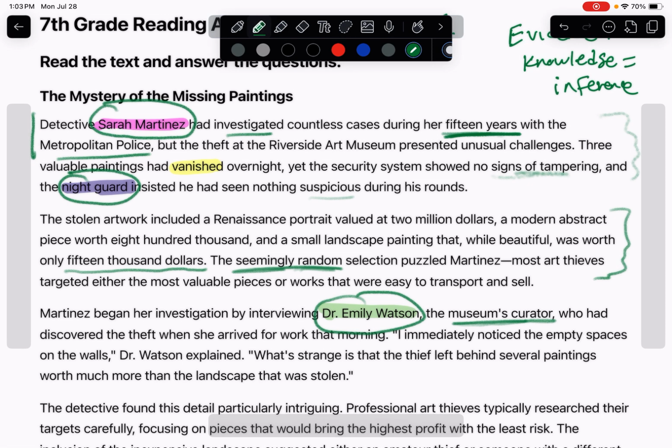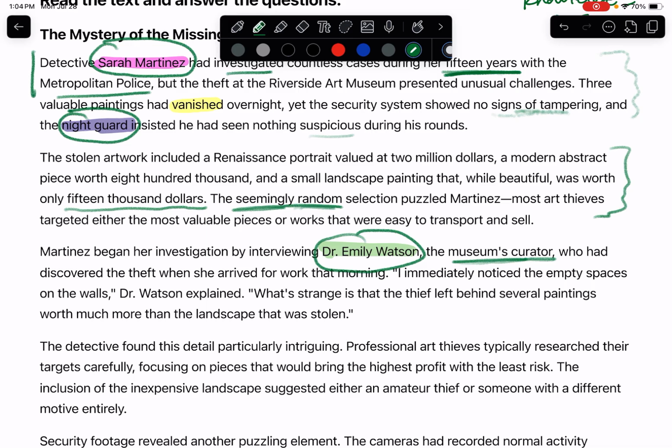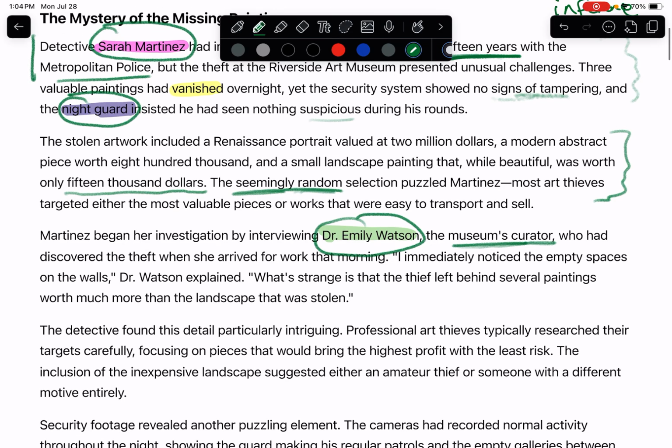Okay? So she said, "I immediately noticed the empty spaces on the walls," Dr. Watson explained. "What's strange is that the thief left behind several paintings worth much more than the landscape that was stolen." So think about why that's strange. Why is this strange? It's strange because if you're a thief, you usually go for the more expensive things, not the one that's worth $15,000.